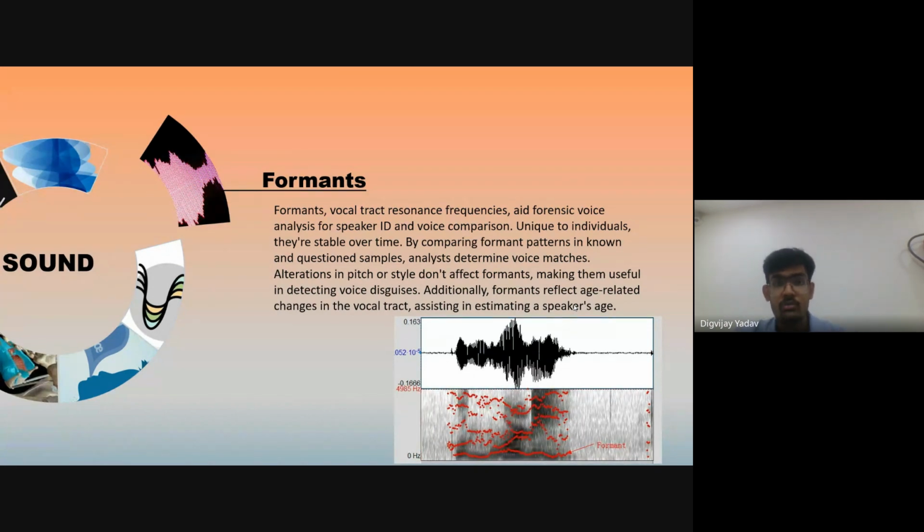The lowest formant shows how phonation works, and the above 3 or 4 or 5 formants show how the modulation has been done to the voice. And this analysis is always done on the spectrogram. Now, this will also help us identify the age of the individual, as well as the uniqueness of any individual.